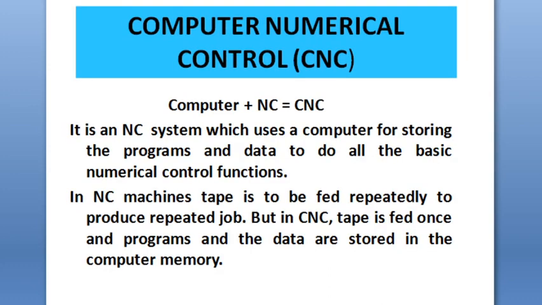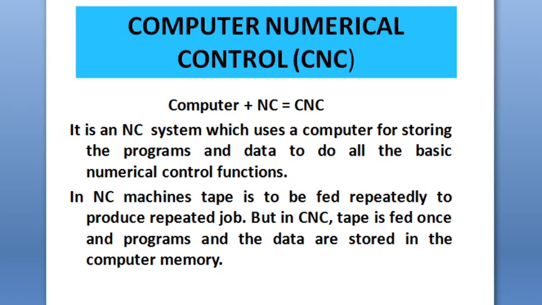Next, CNC. An NC machine integrated with a computer is called a computer numerical control system. In NC machines, the punched tape has to be fed repeatedly to produce a repeated job. But in CNC, the tape is fed once and the programs and data are stored in the computer memory. The NC system does not have computer memory. It does not have a computer. Therefore, every time for producing a component, we insert the punched card or punched tape into the tape reader.